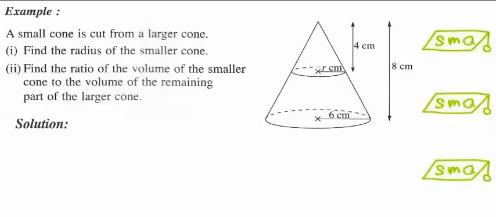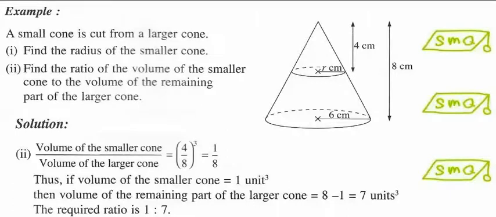Let's take a look at this example. Since both cones are similar, we can make use of the ratio of the corresponding height. By equating the corresponding radius and the corresponding height, we get R equals 3 cm. To find the ratio of the volumes, we will need a pair of corresponding lengths. In this case, we take 4 over 8 to the power of 3, which we will get 1 over 8.